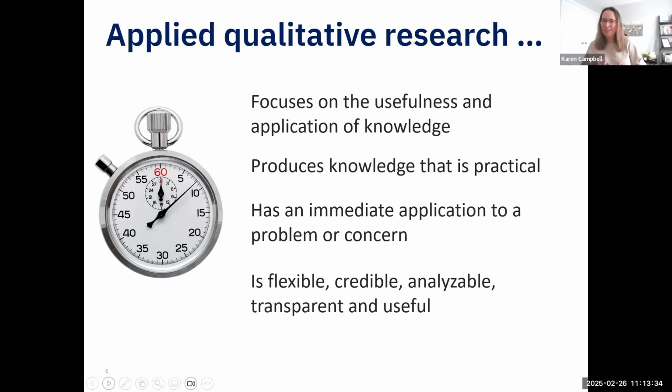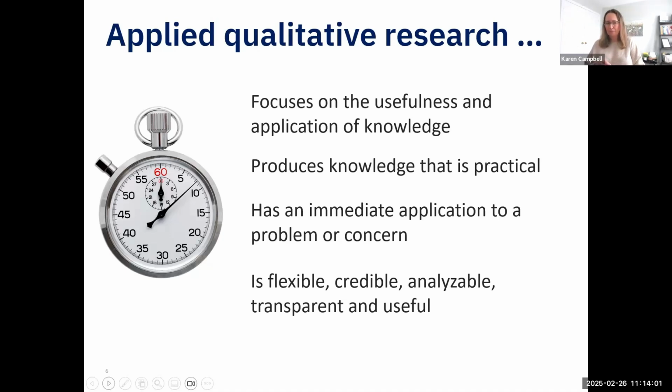So I'm a nurse, and the research that I'm doing is about nursing, and it's very practical in how it's driven. So applied research, applied qualitative research tends to be more pragmatic, that it's very focused and looking at how that knowledge can be applied and how it can be applied in a timely manner.